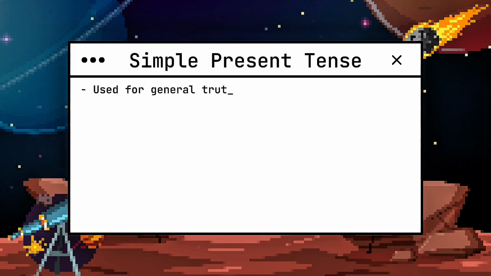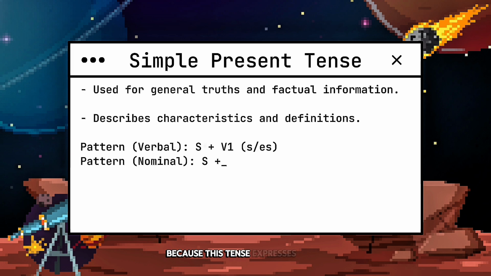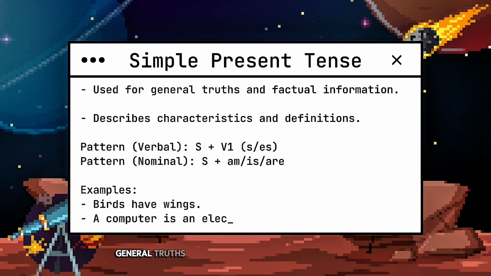2. Simple present tense. We use the simple present tense in report text because this tense expresses facts, general truths, and characteristics that do not change. Report texts are not meant to describe past events or future actions. Instead, they explain information that is permanently true.